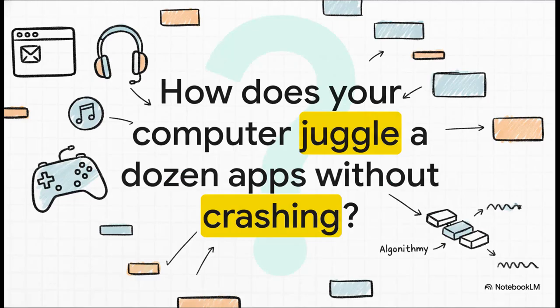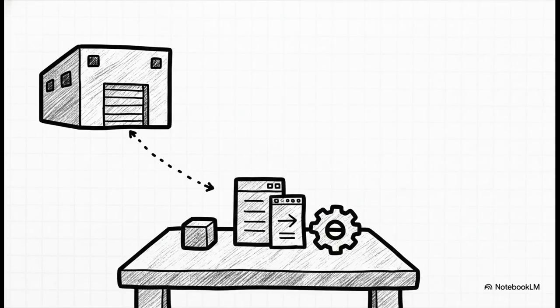I mean, seriously, think about it for a second. You've probably got your browser going, maybe some music, a game, who knows how many tabs. And yet, somehow, your machine just handles it. It doesn't just fall over. The magic behind all that juggling is a set of rules, or algorithms, that figure out what data to keep and what to toss. Here's the best way to picture it.